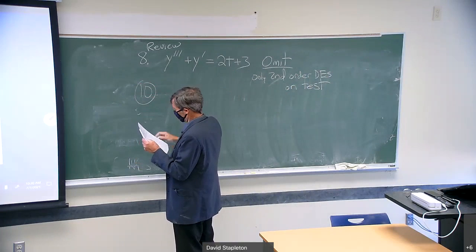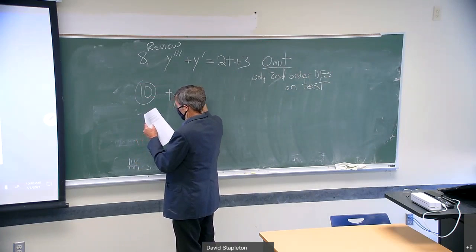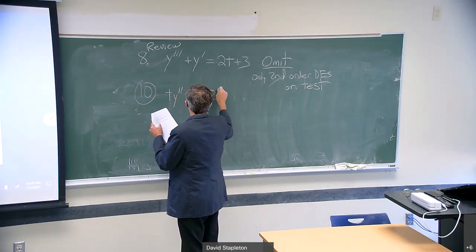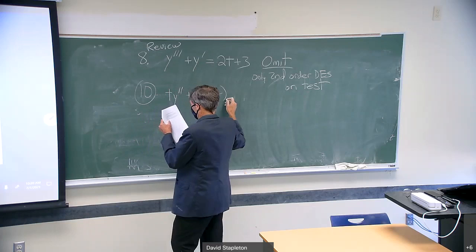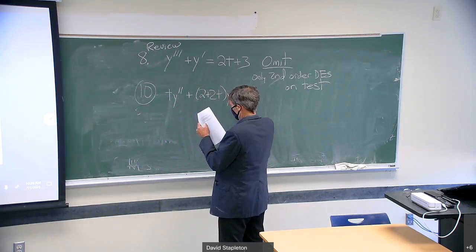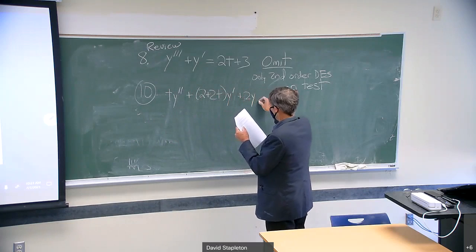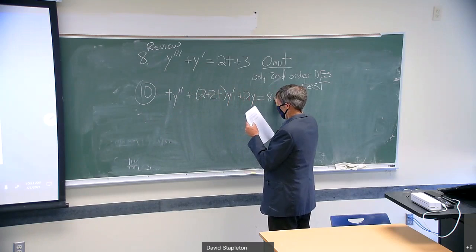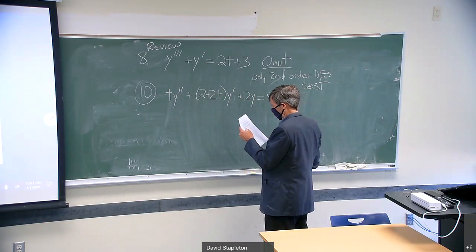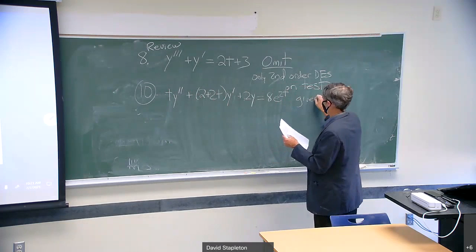Solve a non-homogeneous differential equation t y double prime plus 2 plus 2t y prime plus 2y equals 8 e to the 2t by reduction of order, given that y of t equals 1 over t is one solution of the homogeneous problem.